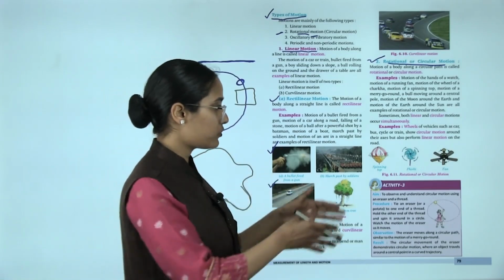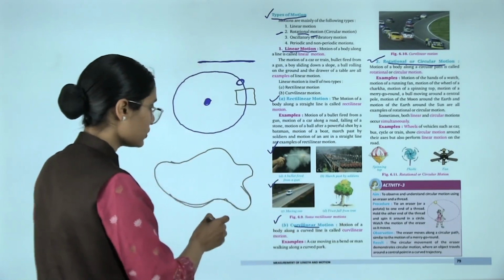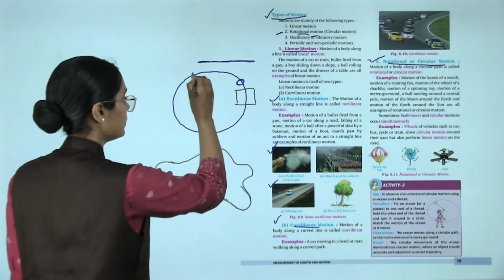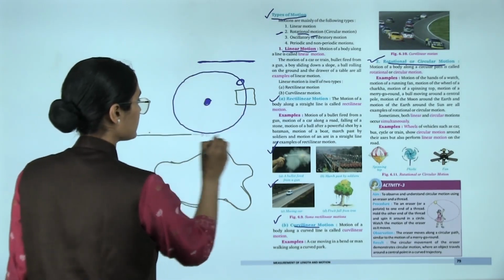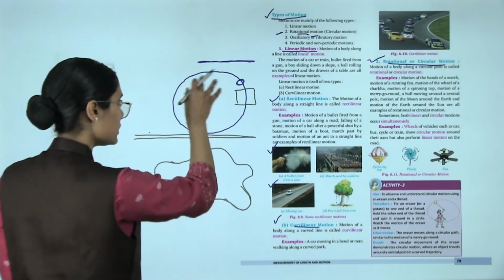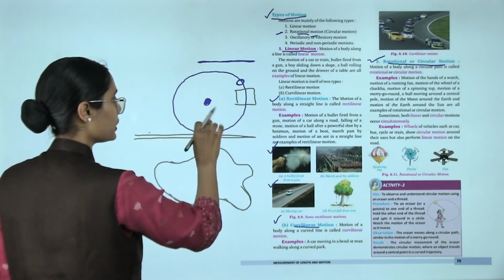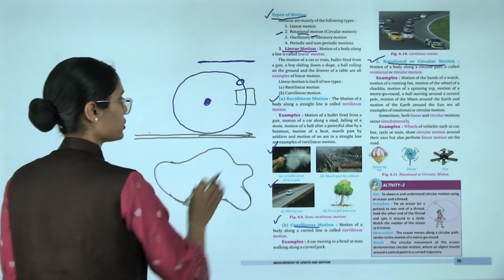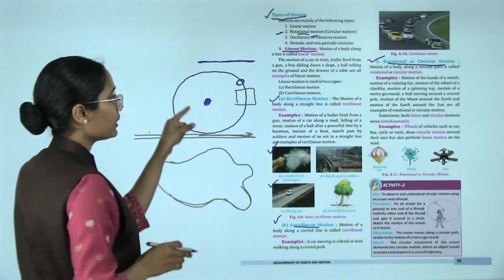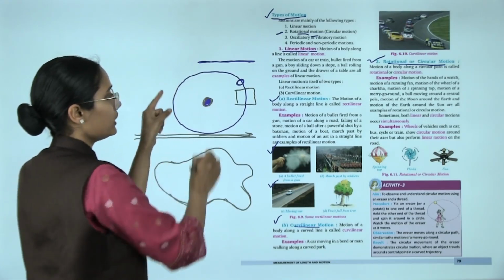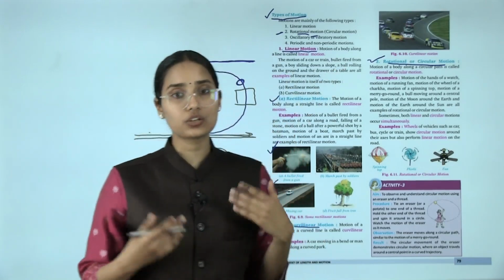So the motion they are performing, let's say this is the wheel, and this is the road. The motion it is performing on the road is linear motion, but actually it is moving around a point, which will be called rotational or circular motion.